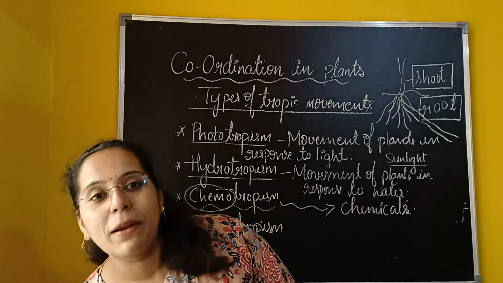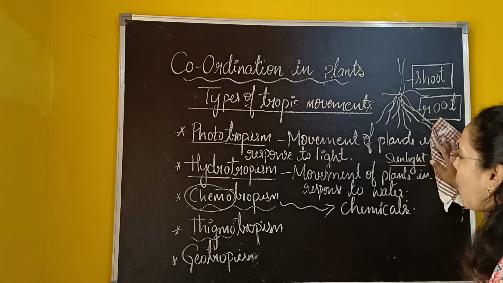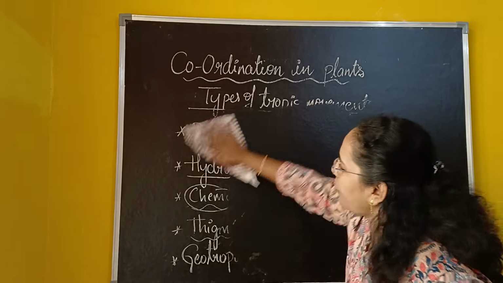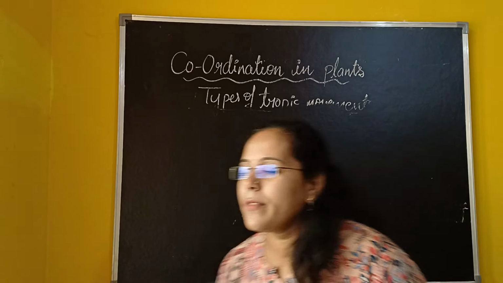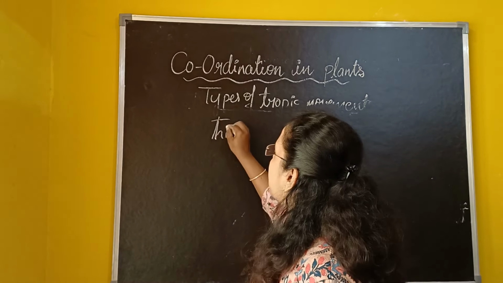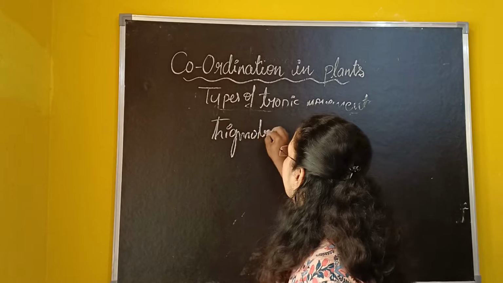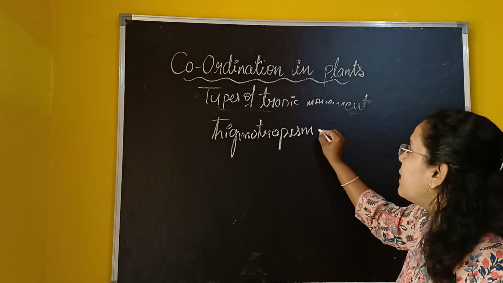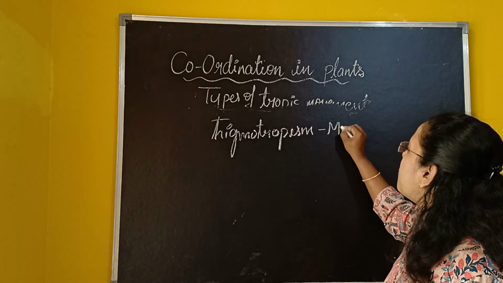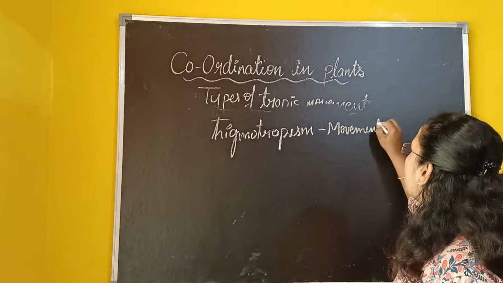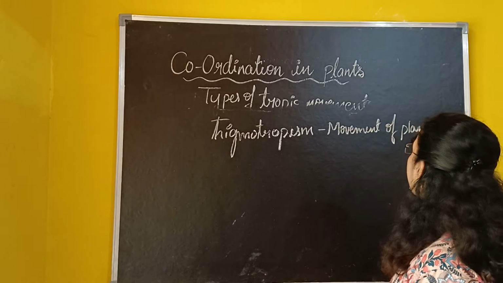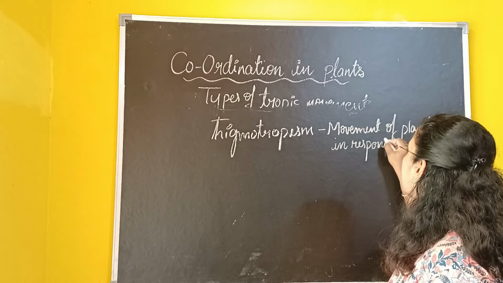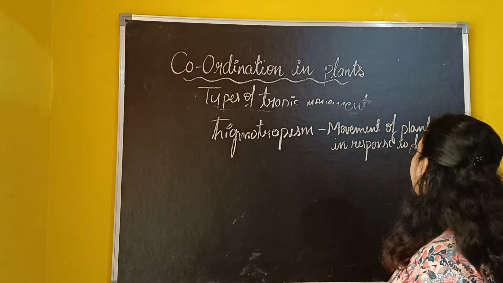So I would like to explain a bit more about this particular topic. So I'm just removing these answers. Okay, Tigmotropism. See, let me explain about Tigmotropism. That means movement of plants in response to what? Touch. Write down the answer. Movement of plants in response to touch.